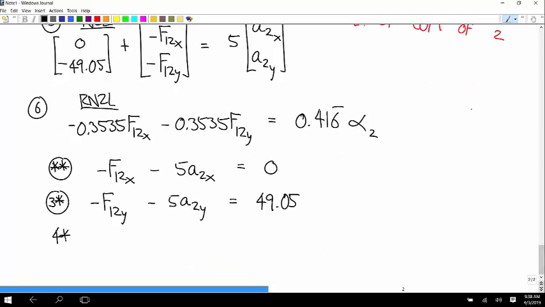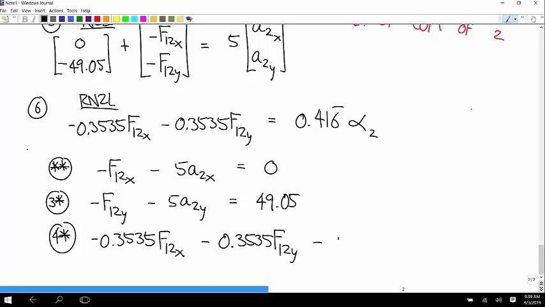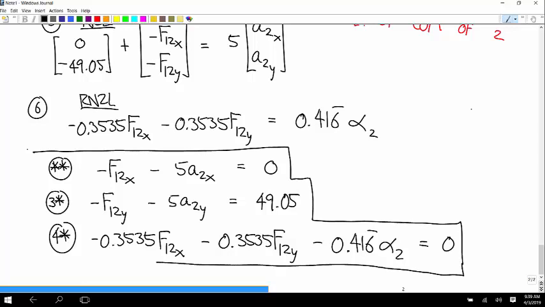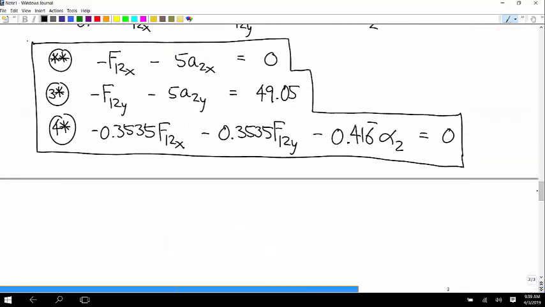And then equation 4 star says negative 0.3535 F12x minus 0.3535 F12y minus 0.416 repeating alpha 2 is equal to 0. So now we have 4 equations.